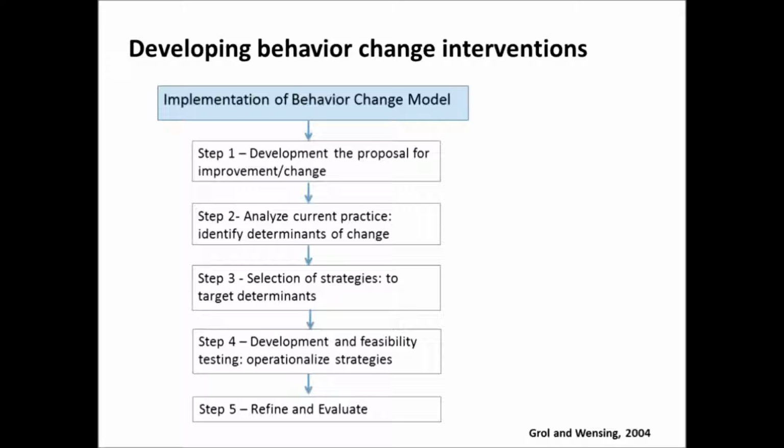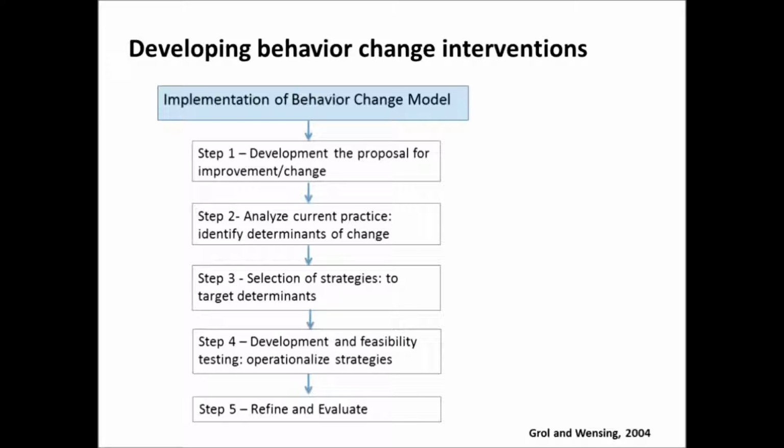So the model for developing a tailored intervention that hopes to change behavior has been developed by these two authors, Grol and Singh. It's a bit old. It's been around for a while, but the basic steps are very similar to many models that you'll see out there. The whole idea is that in step one, you develop your proposal for change. So you want to define what you're doing. You want to analyze then what is currently happening in the healthcare setting you're interested in, and from that information you need to identify the determinants of change, or how you think change can occur.